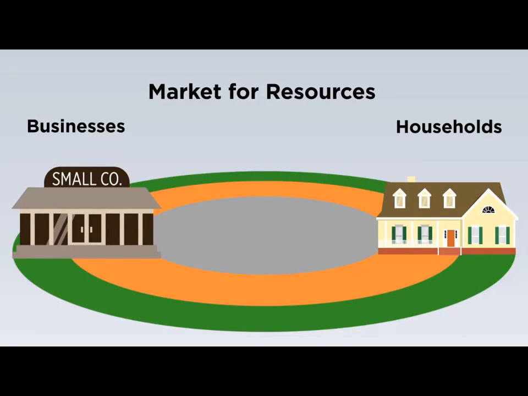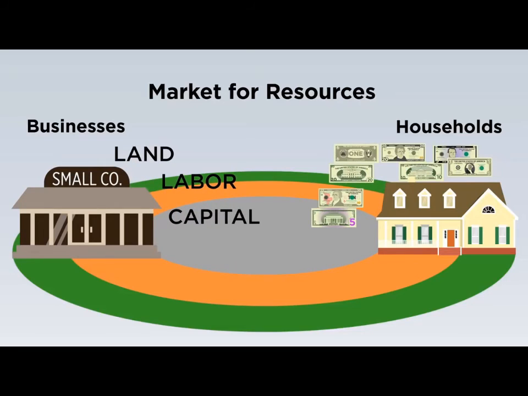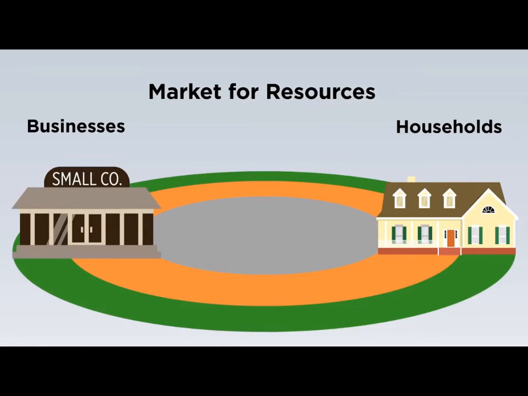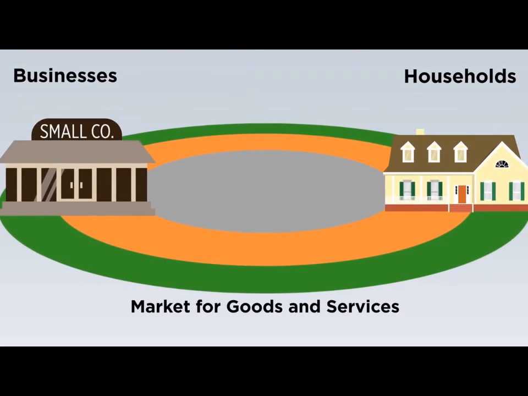At this point in the cycle, households sell resources to businesses. So, households are holding income, and businesses are holding resources. But what do households do with the income? What do businesses do with the resources? To answer these questions, let's focus on the bottom of the model, the market for goods and services, where the goods and services produced by businesses are bought.